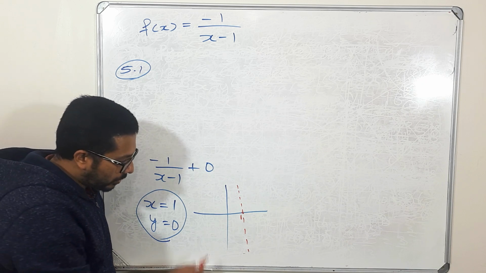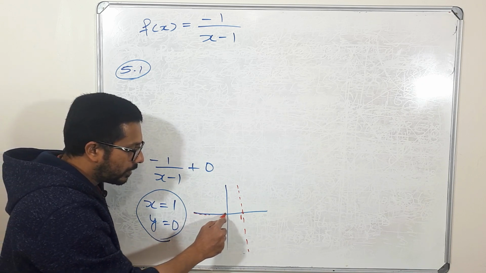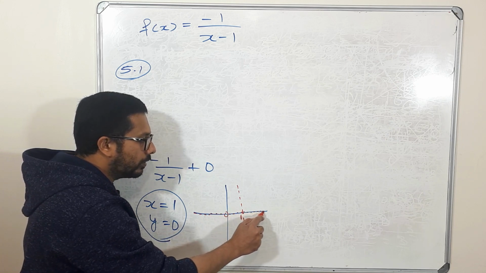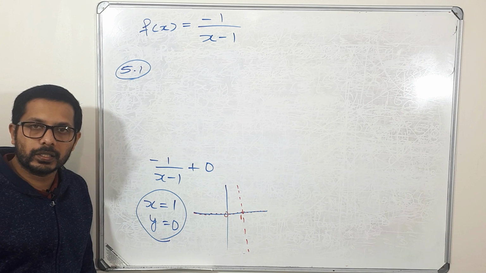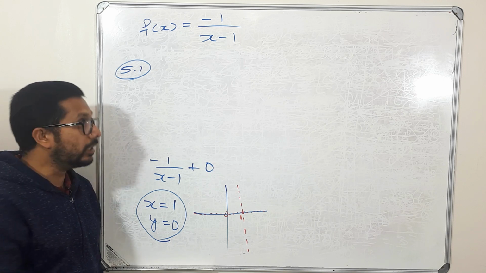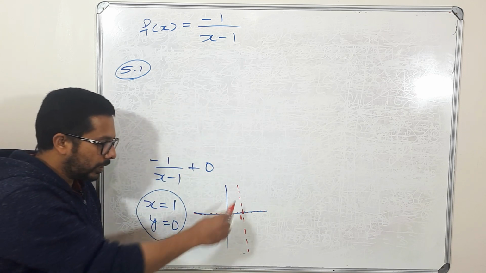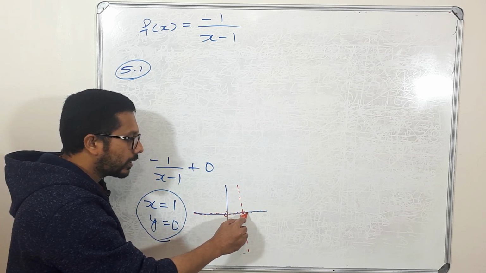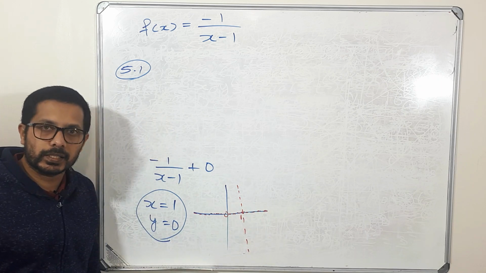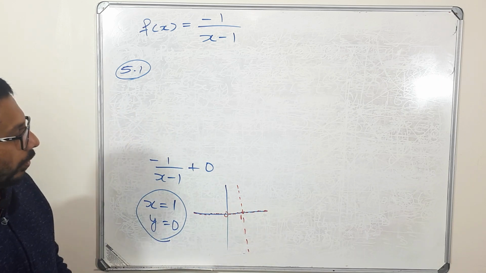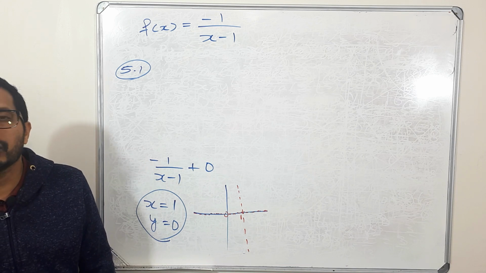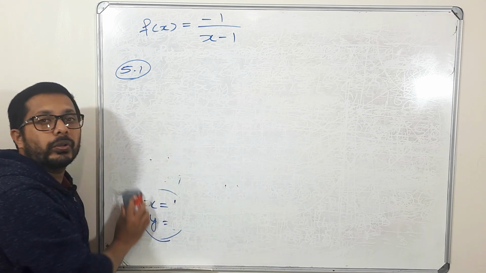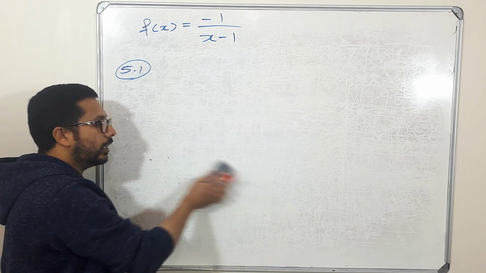So where is y is equal to 0? That is the x-axis. So this x-axis itself is an asymptote, y is equal to 0. So in this case also there are two asymptotes: one is x is equal to 1 and the other one is y is equal to 0, which is the same as the x-axis. Now, in the case of the asymptote x is equal to 1, is it possible for the graph to touch the asymptote? No, never. The graph can't touch the asymptote.